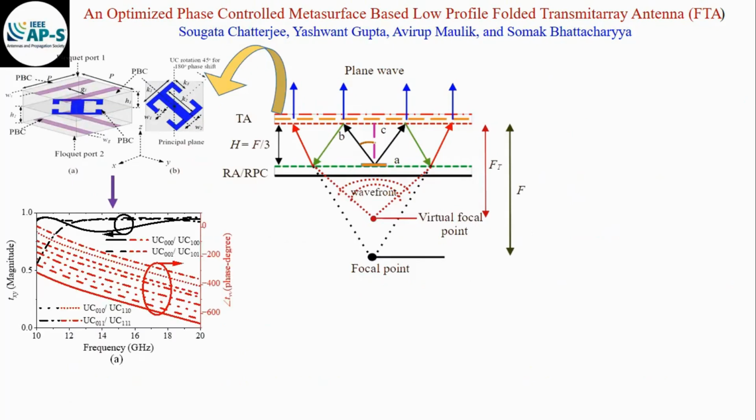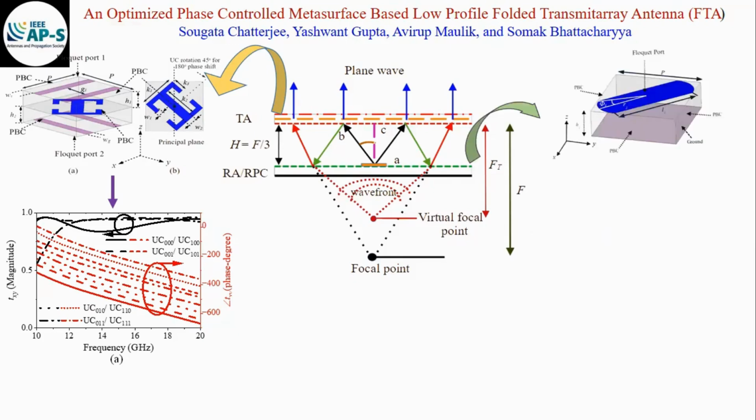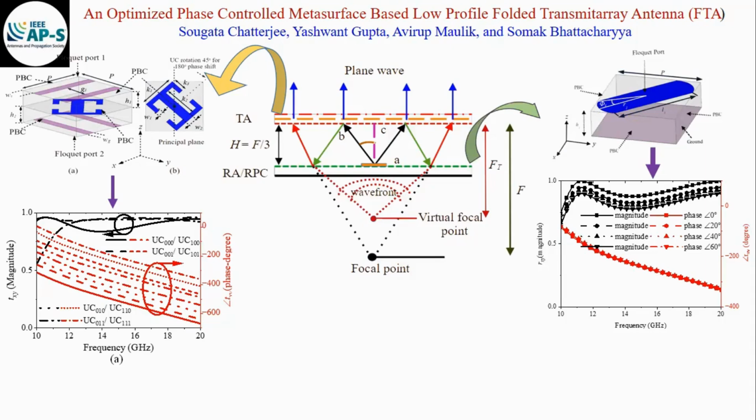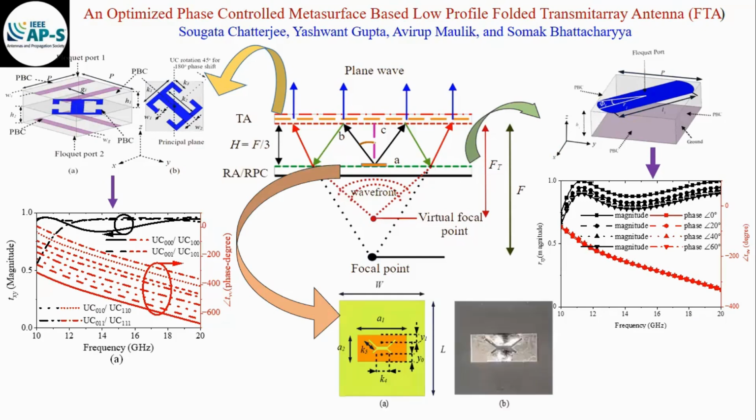For designing a folded transmitter antenna, first we design a transmit array which has a fabricated resonator whose cross-polar amplitude is more than 80% and its unit cell phase varies linearly over the frequency. Then we design a reflect array which also has cross-polar amplitude more than 80%. Now we design a wide band differential feed which has a stable beam width over the frequency band.